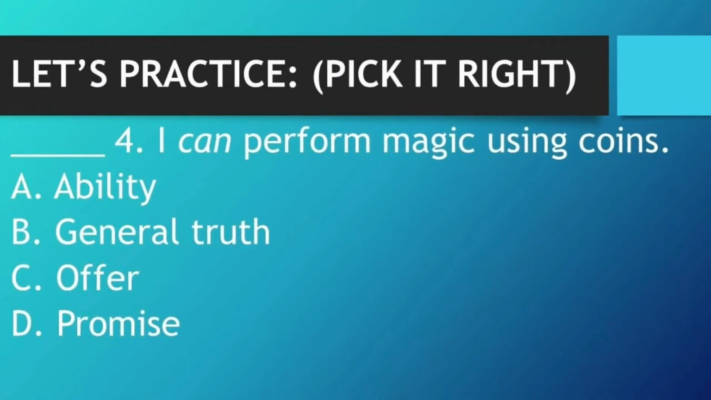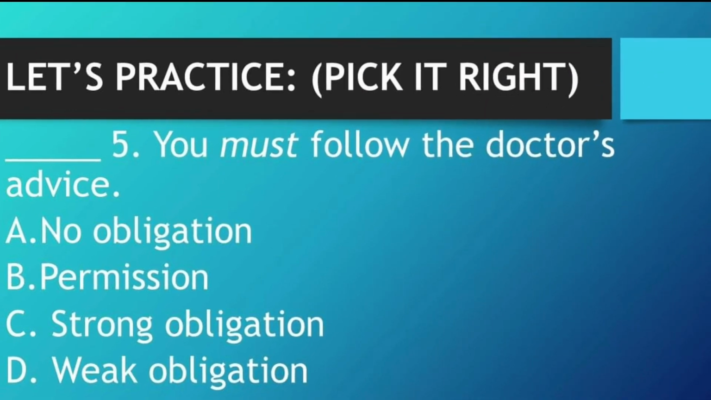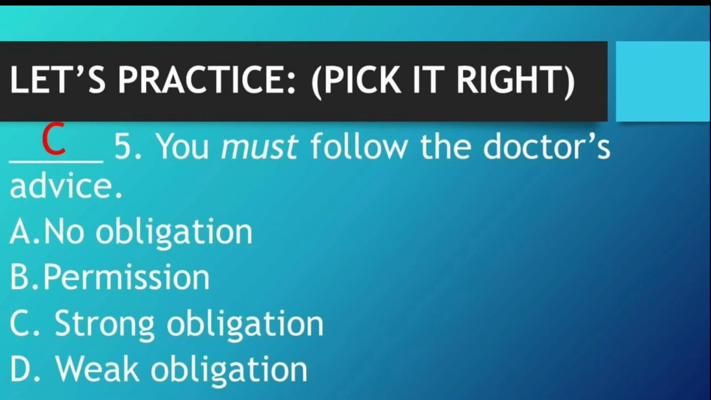Next, for number 4, I can perform magic using coins. Is it A, ability, B, general truth, C, offer, or D, promise? Time's up. The answer is letter A, ability. For the last activity, we have number 5. You must follow the doctor's advice. Is it A, no obligation, B, permission, C, strong obligation, or D, weak obligation? Time's up. The answer is letter C, strong obligation.